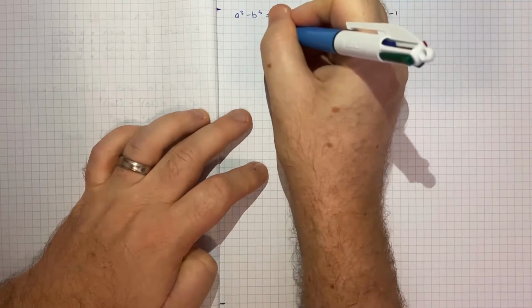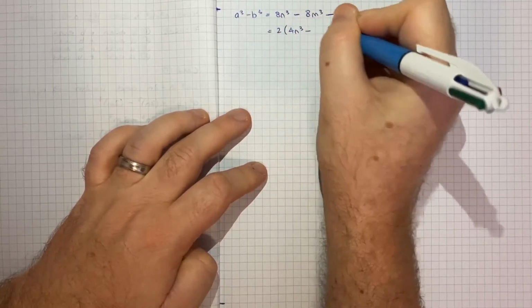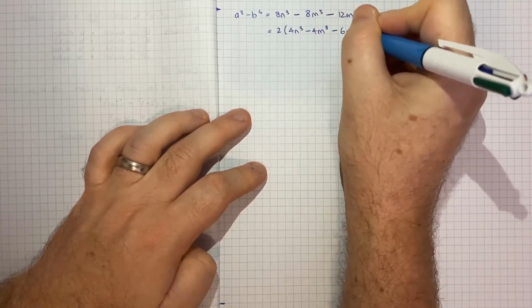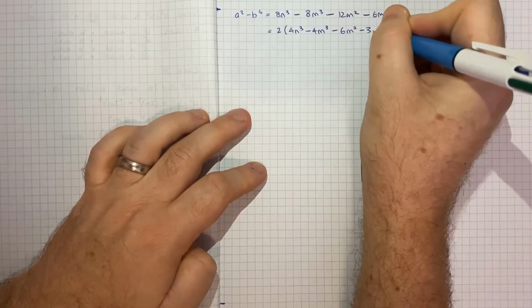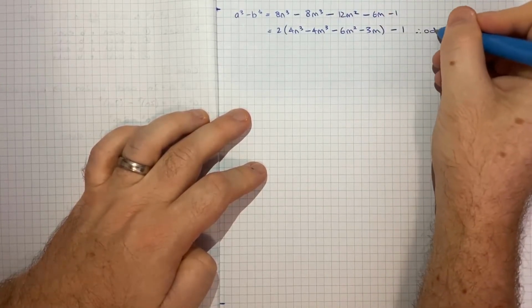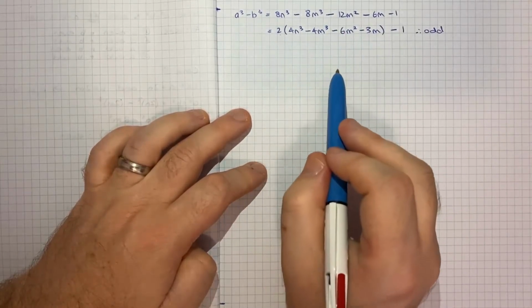And I can write that as 4n cubed minus 4m cubed minus 6m squared minus 3m, close bracket, minus 1. And I can conclude that's odd because I've got an even number, minus 1.